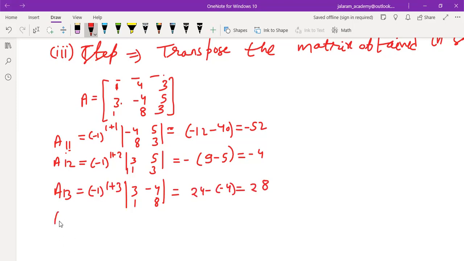Again, A21 means the cofactor of second row first column, minus 1 to the power 2 plus 1. Clearly it will be negative. And then we multiply the determinant obtained by deleting second row first column, 4 3, 8 3. First row is 4 3, second row is 8 3. When we multiply them, we get minus outside the determinant, 4 3s are 12, minus 8 3s are 24, minus of minus 12 is 12 only.